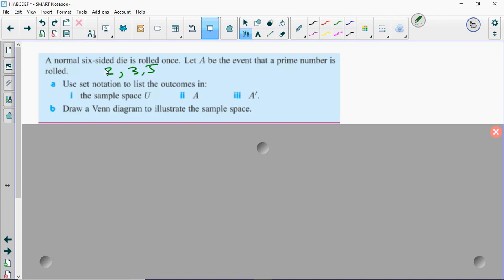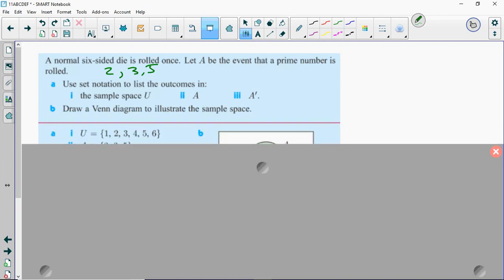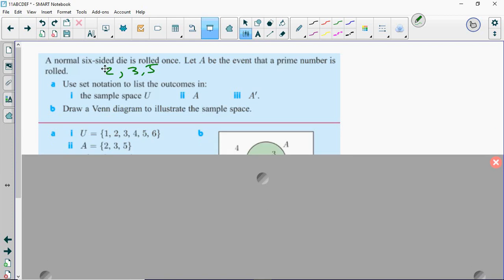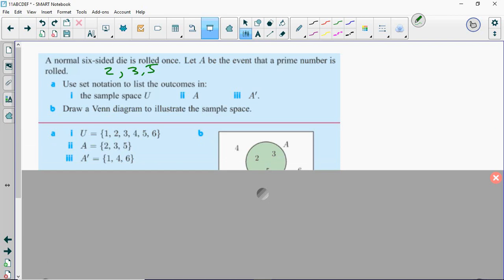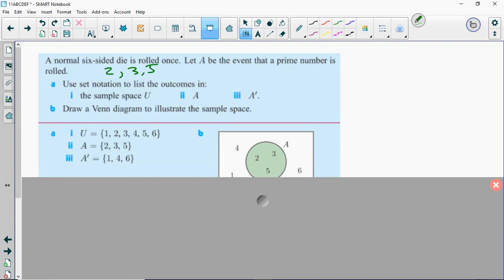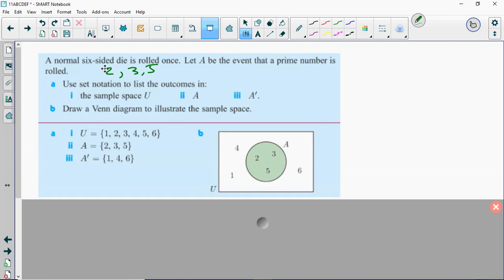So we're going to use set notation here. What is the sample space U? Well, that's just going to be all 6 of the numbers on the dice, so that's pretty obvious. What are the outcomes in our event A? Well, I've already listed them. They're 2, 3, and 5. And then, of course, the outcomes in event not A must be 1, 4, and 6. And here is a Venn diagram, which is a very boring Venn diagram indeed.